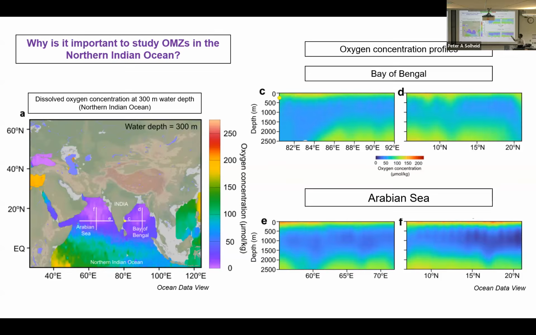The processes that control the OMZ in the Arabian Sea are totally different than the Bay of Bengal, mostly because during the summer monsoon period there is an increase in marine productivity over this region, and because of the higher demand for oxygen, there is a consistent presence of these oxygen minimum zones in the Arabian Sea throughout the season.